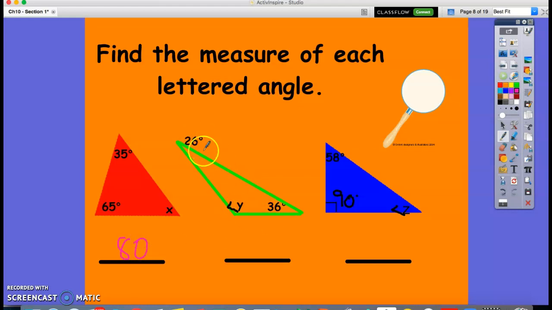And for these two, 26 plus 36 is 62, right? So you get 62. So 180 minus 62 is 118. Now 58 plus 90 is 148. So 180 minus 148 is 32 degrees.